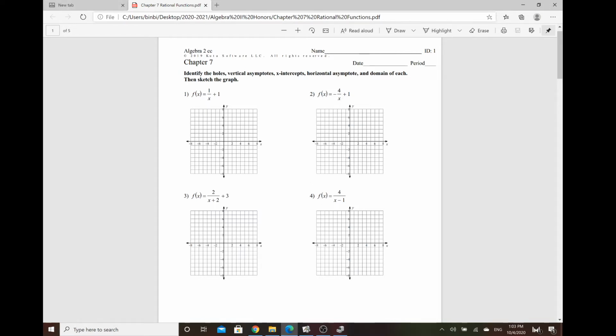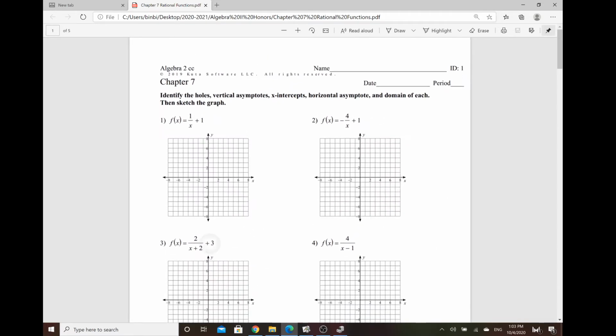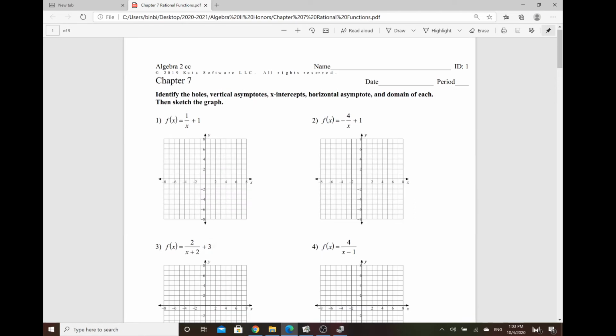So this one is for Chapter 7, Rational Functions. So we'll take a look at that. And let's start with the graphing part first. We're going to divide it into three portions of the chapter: graphing and simplifying rational expressions, complex fractions, and then solving rational equations. Okay, so we'll take a look at the rational functions, the graphing.